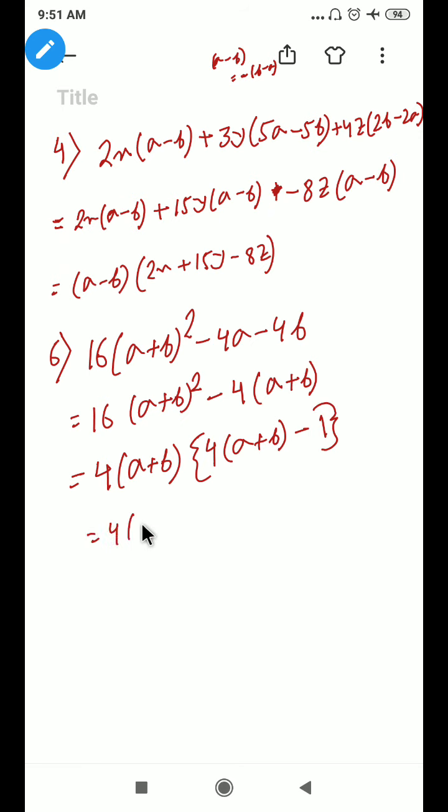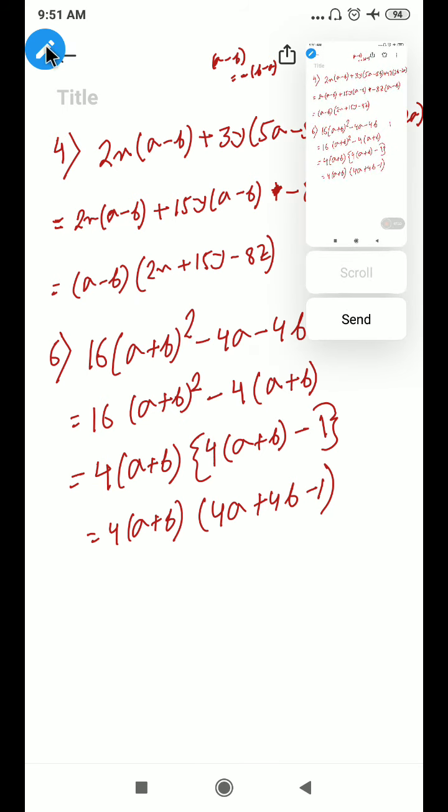So this can be written as 4a plus 4b, minus 1. So this polynomial can be written this way, as a product of some expressions. So our factorization is done. Now go to the next problem.